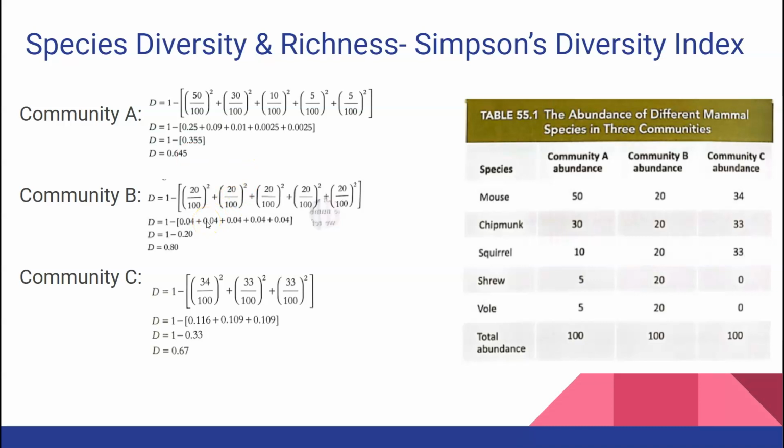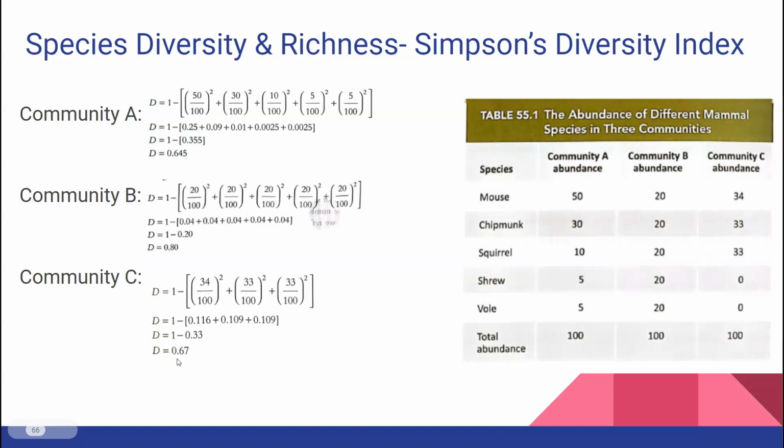Remember, the higher the number, the more diverse the community. Community B, we have 20, 20, 20, 20, 20, so very even here. So 1 minus 0.2, so our diversity index number is 0.8. And then community C, we can see there are no shrews or voles in this community at all. So we've got 34, 33, and 33 again, and our diversity index number is 0.67.